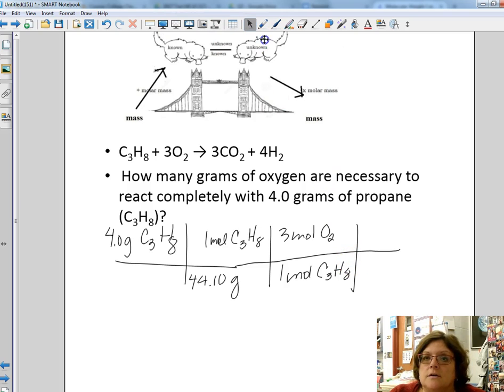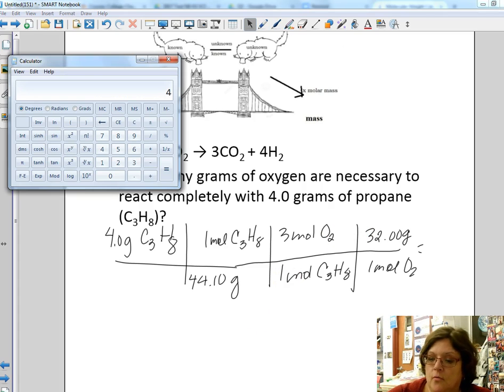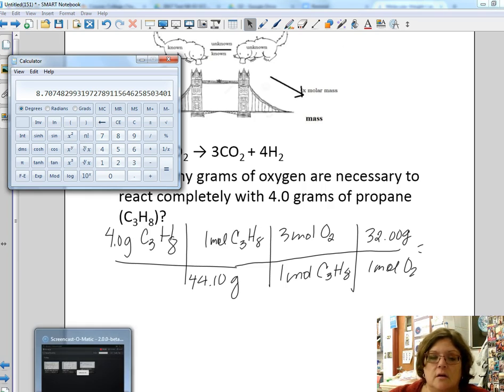Now we've gone across the bridge, we're ready to come back down. We have to multiply by the molar mass, 32.00 grams in 1 mole of oxygen. 4 times 3 times 32 divided by 44.10. And we get 8.707, which would round to 8.7 grams of oxygen.